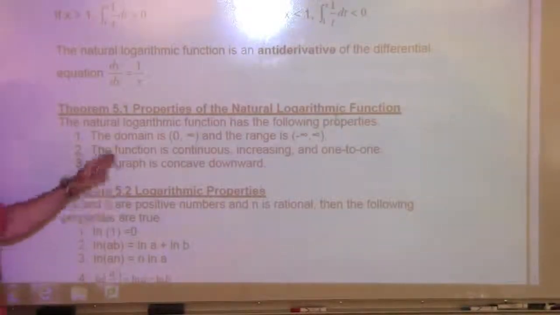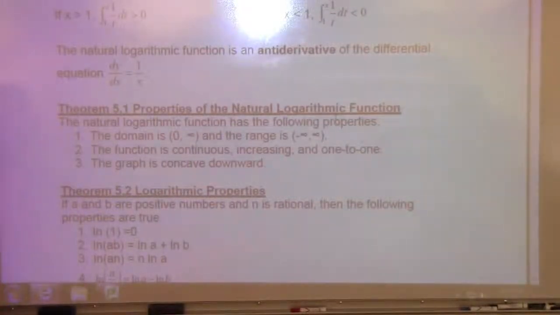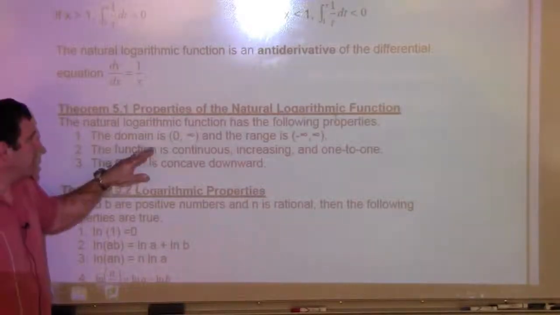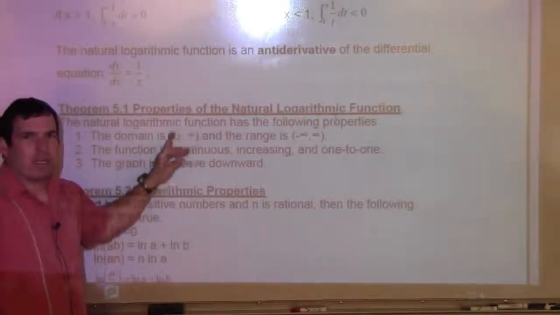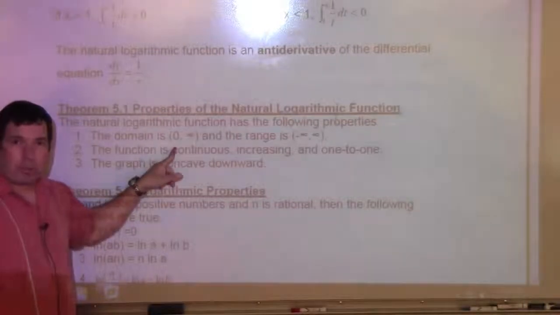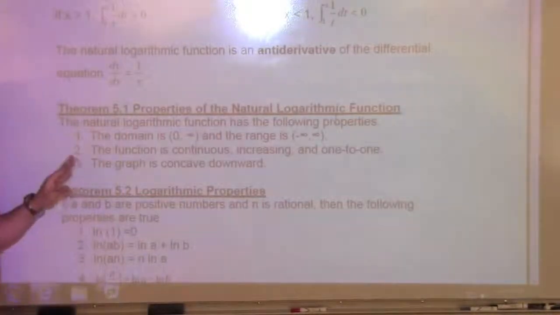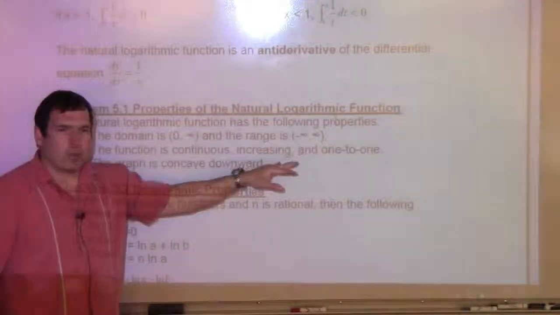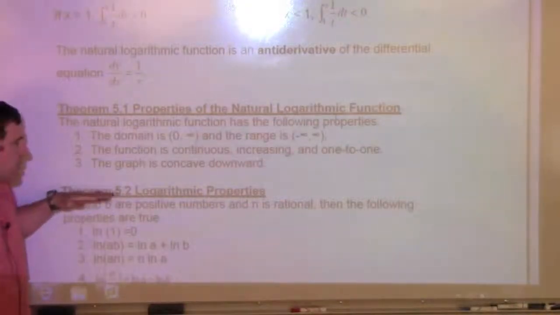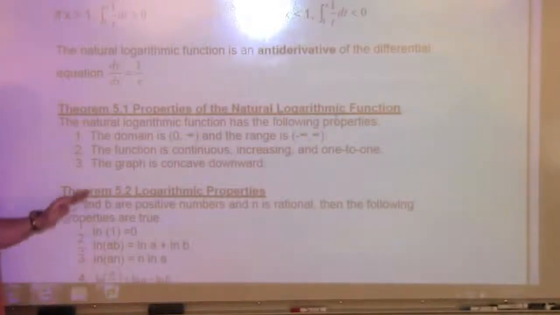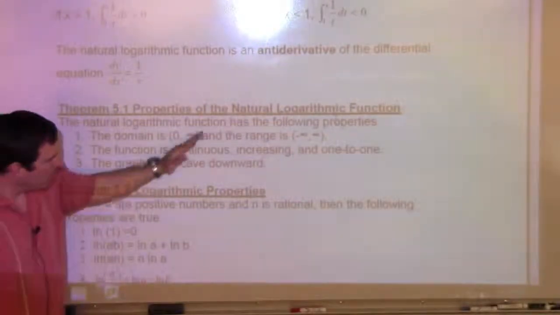Okay, Theorem 5.1, properties of the natural logarithmic function. The natural logarithmic function has the following properties. The domain is 0 to infinity, not inclusive of the 0, by the way. And the range is negative infinity to infinity. The function is continuous, increasing, and one-to-one. And the graph is always concave downward. It's kind of going like that.